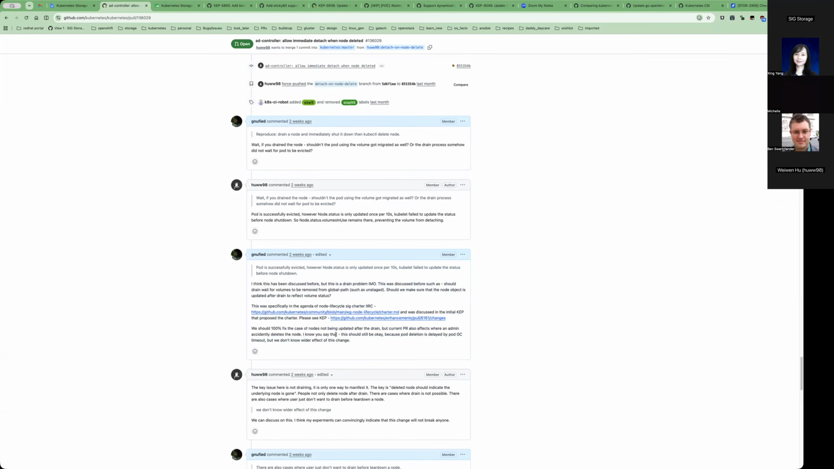Is this something we should discuss with SIG Node? Yeah, I don't think so, because there are cases where we cannot do the draining, right? For example, a network partition. Or for example, this is a spot instance and it is just recycled by the cloud provider. We cannot drain. Yeah, but the node is deleted in that case.